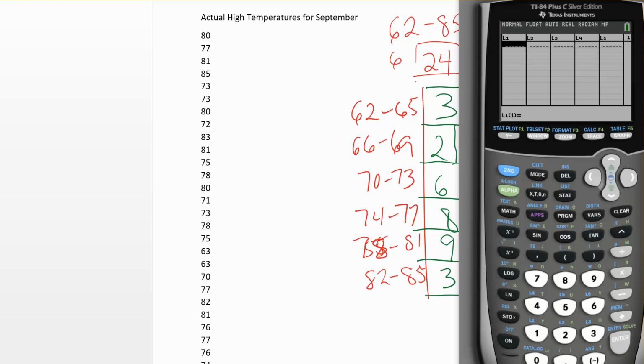So I'm going to start by putting in the first data point, which is going to be 80, and hit enter. Now it's asking me for the second one. We're going to do 77 and so on. So I'm going to enter all these in here. I'm going to pause the video and get them all entered, and we'll go to the next step.